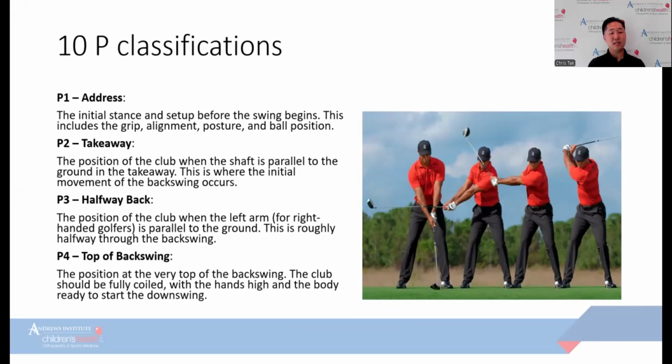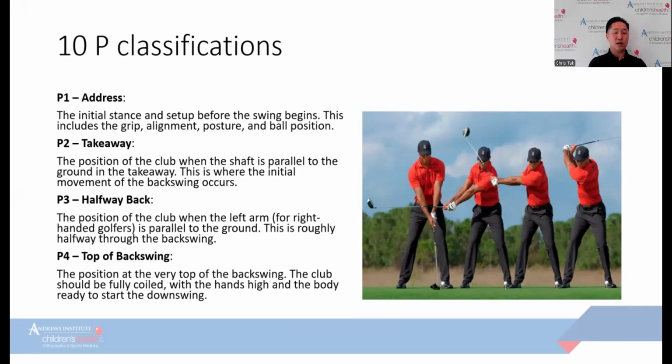And you have your P2. To me, I think this is by far the most important thing. P2, the takeaway, will essentially create the sequence of the entire swing. So if you have an incorrect takeaway, it could alter things like a domino effect all the way down to the final, which is going to be the P10.